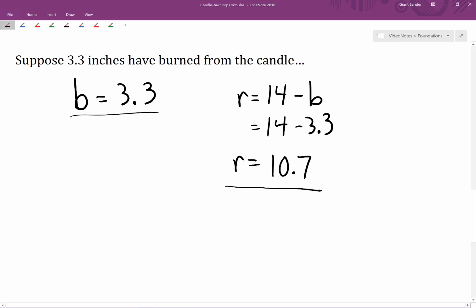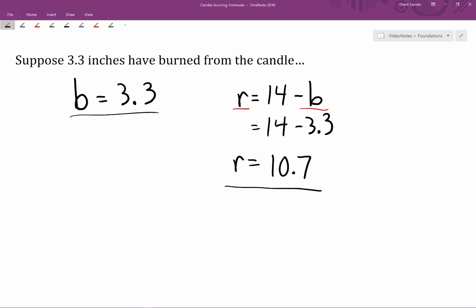Now, we call this process evaluating because we determined a value of the isolated variable using a value of the not isolated variable. So whenever we know a value of the variable that we're expressing the other one in terms of, and we determine the value of the isolated variable, we call that evaluating the formula.